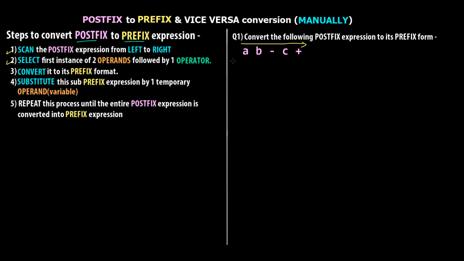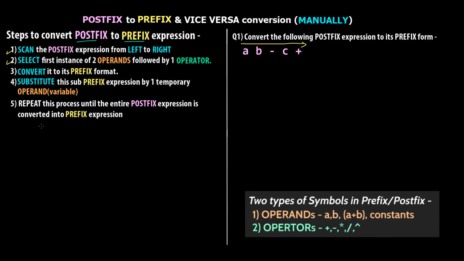I hope you know what operands and operators are. Operands are nothing but variables, constants and sub expressions collectively. An operator, as the name suggests, is plus, minus, divide by, multiplication sign, raise to sign. So we are dealing with these 5 operators only. An operator is a symbol which performs some operation on these operands, and these operands are basically variables, constants, and sub expressions can also be considered as operands.